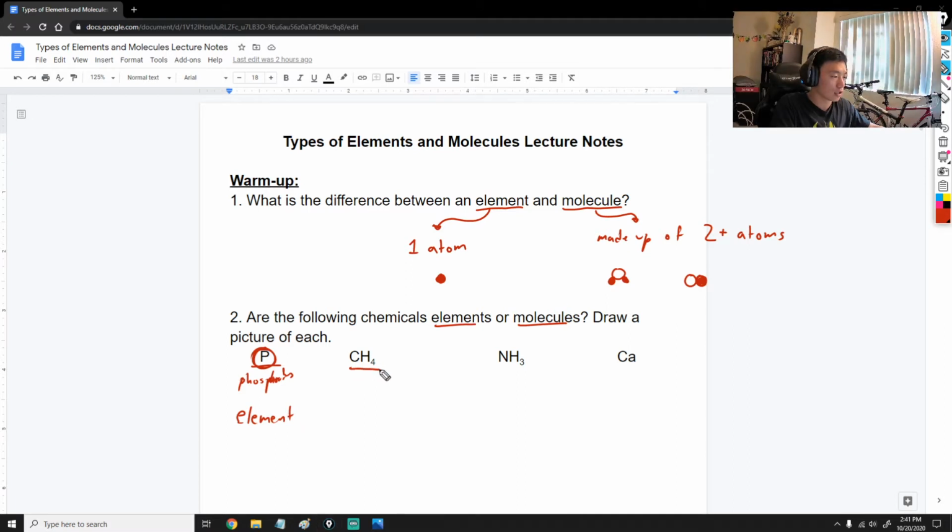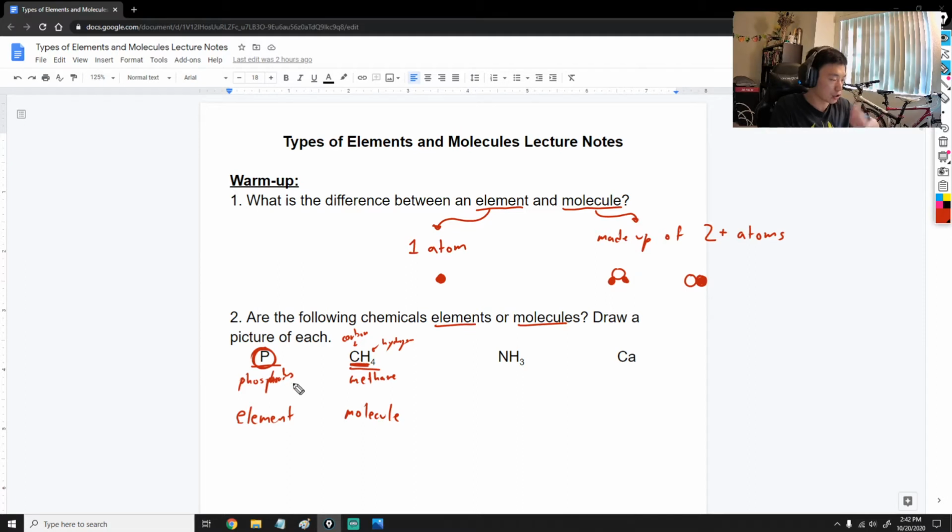But if we look at this one right here, CH4, this is called methane, and methane is made out of different elements. We can tell because there are multiple capital letters inside of the formula. There's a capital C and a capital H. That tells you this one is carbon, so there's one carbon, and this one is hydrogen. So this is different elements stuck together, so this would be a molecule.